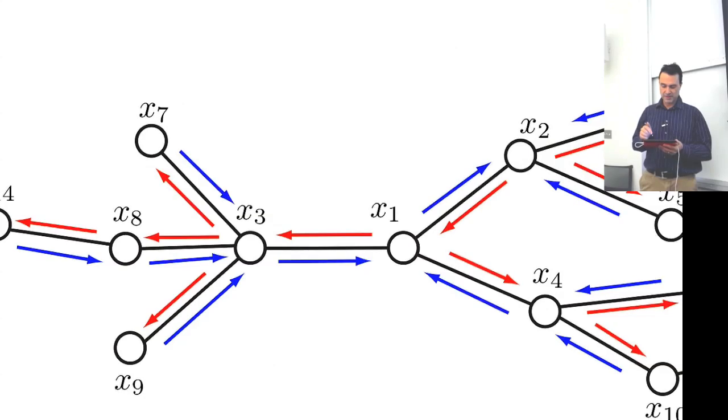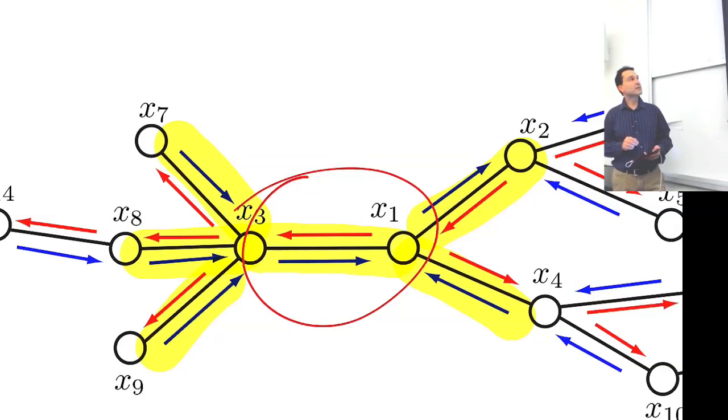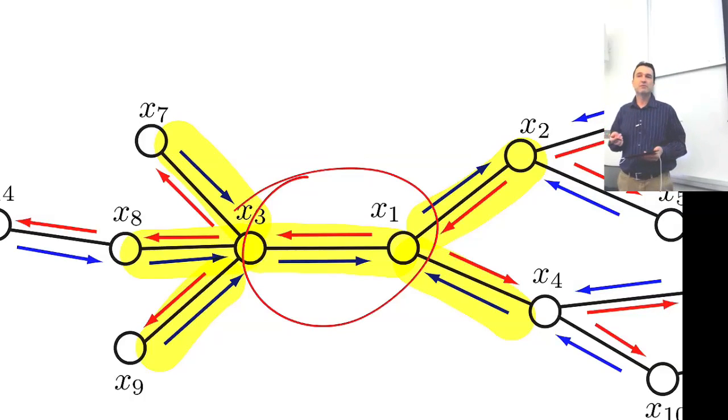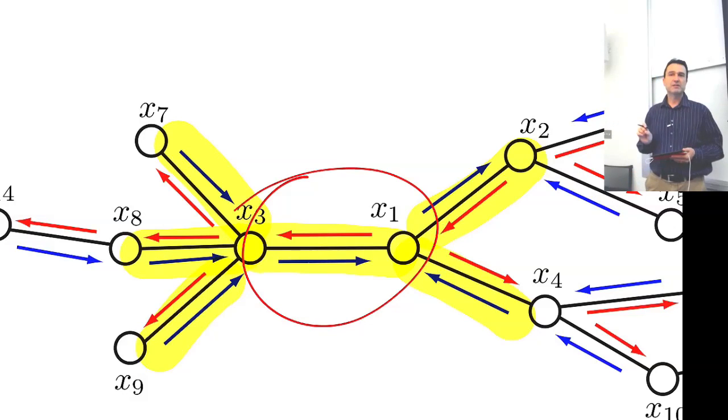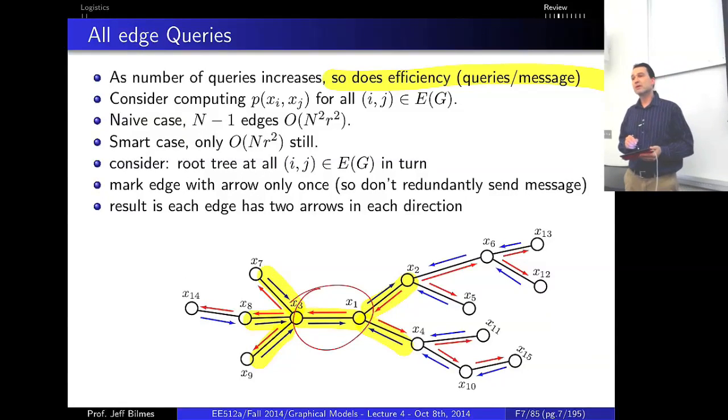Because, for example, let's say that we're interested in computing the marginal along this edge. We would gather this message, this message, this message, this message, and this message. That would give us enough information to compute the marginal on that edge. Notice that the messages we've gathered together are a combination of red and blue edges. In some sense, there really doesn't need to be any distinction between red and blue anymore, because red and blue came from the fact that we were only looking at two edge queries. But here now we're, in some sense, looking at all edge queries. And the more edge queries we do, the greater the efficiency of this process is.